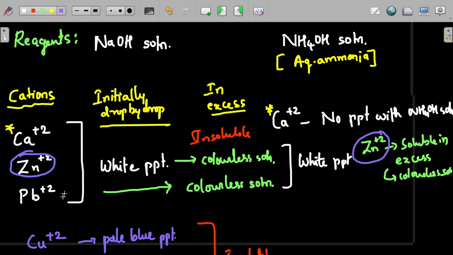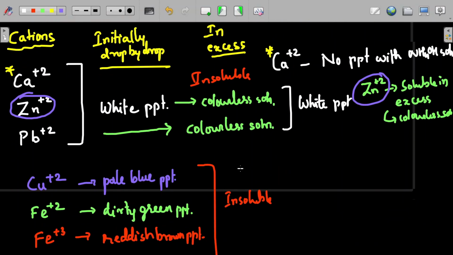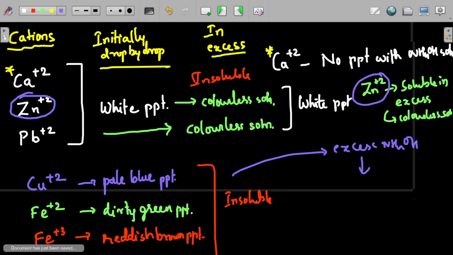Okay, but remaining, one more is copper, the only colored precipitate which is soluble in excess. That is when you add excess of NH4OH. Initially you have a pale blue PPT. So pale blue PPT will not give you a colorless solution. It will give you a colored solution only. So you will get an inky blue solution, or you can also write deep blue solution. Okay. So a very simple concept is there.